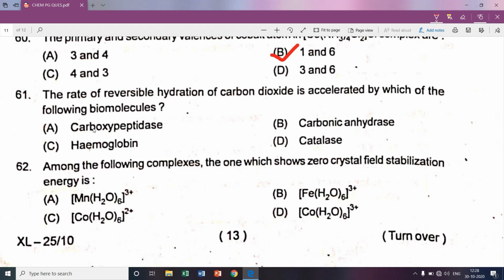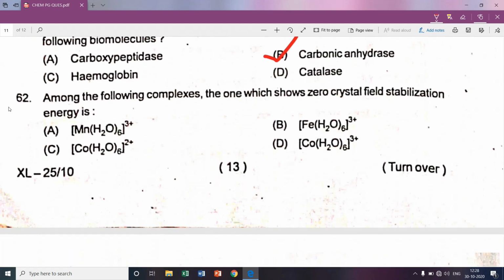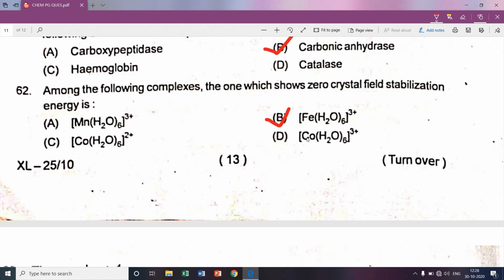61. The rate of reversible hydration of carbon dioxide is accelerated by which of the following biomolecules? Carbonic anhydrase is your right answer, option B. 62. Among the following complexes, the one which shows zero crystal field stabilization energy is? Option B, that is Fe(H2O)6 3+, is the right answer. As we know, the d5 and d10 configuration shows zero crystal field stabilization energy in case of weak field ligand, and here the weak field ligand is water and the iron has the d5 configuration.